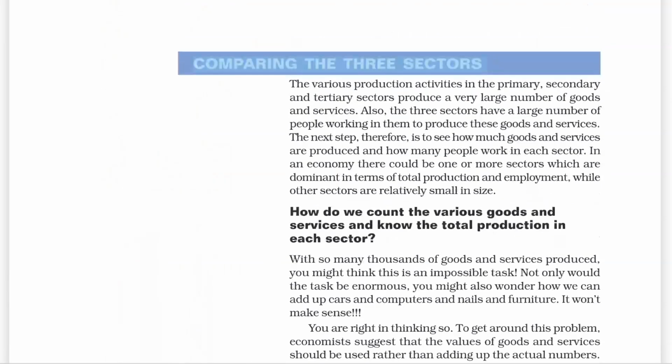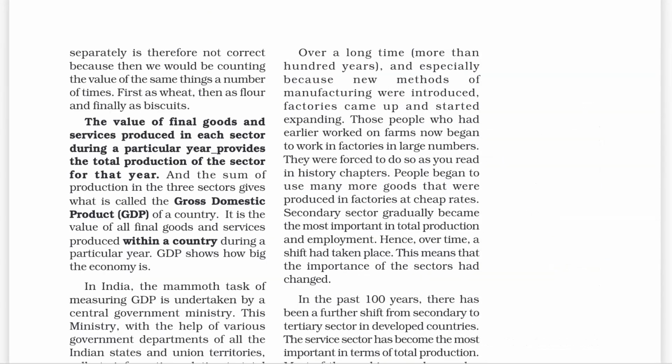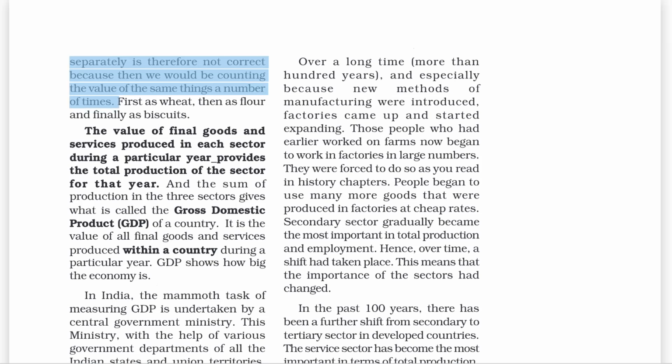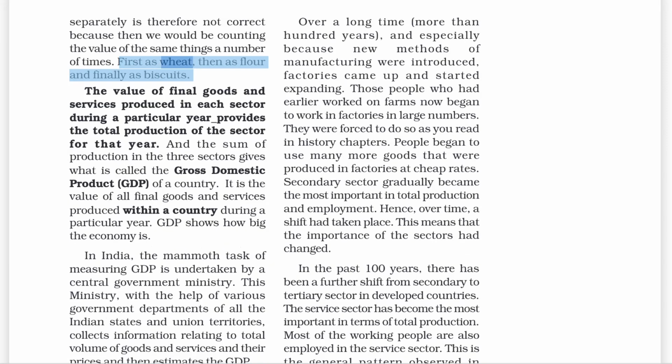The biscuit company makes biscuits from the flour. Counting each of these separately is therefore not correct because then we would be counting the value of the same things a number of times. First as wheat, then as flour, and finally as biscuits.